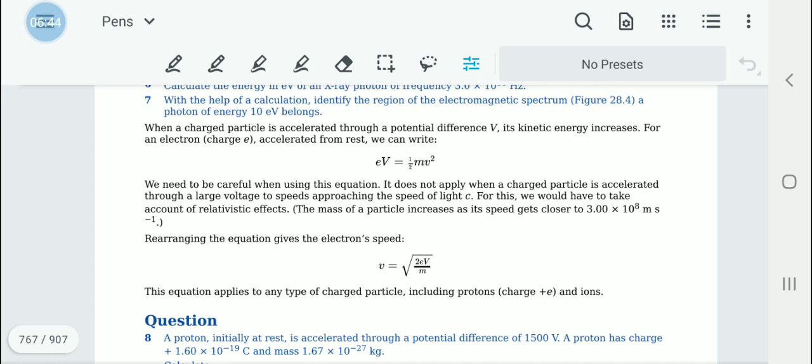Leave a line and write after doing the questions. After doing up to question number 7, write this down. When a charged particle is accelerated through a potential difference V, its kinetic energy increases. For an electron, it would be eV equals half mv squared.